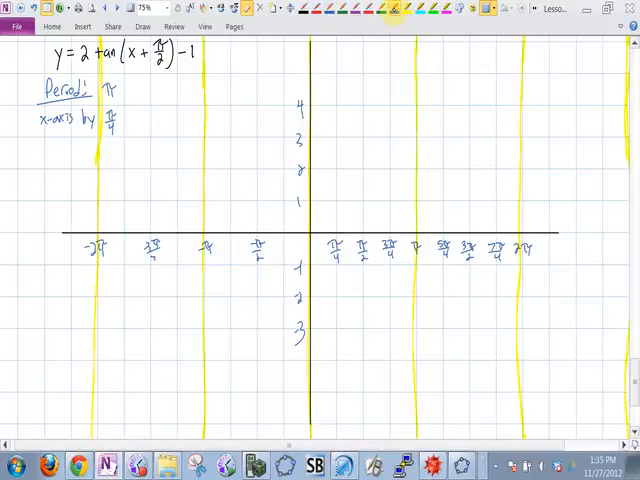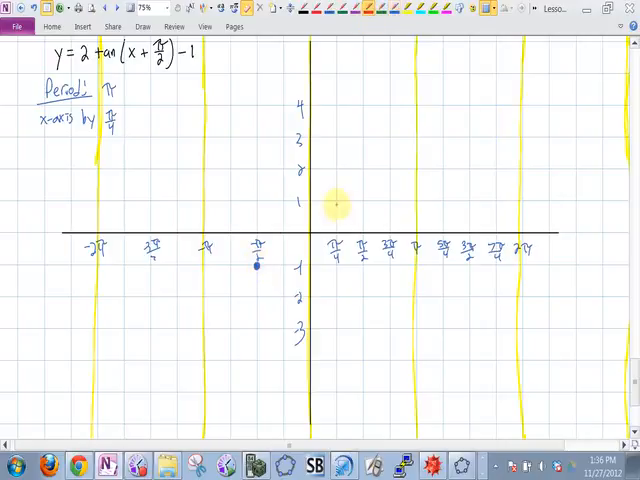Typically, there's a point on the parent function. There's usually a point right here at the origin. But when we vertically stretch that by 2, shift it to the left pi halves, and shift it down 1, it's going to be right here at negative pi halves, comma, negative 1. Right?